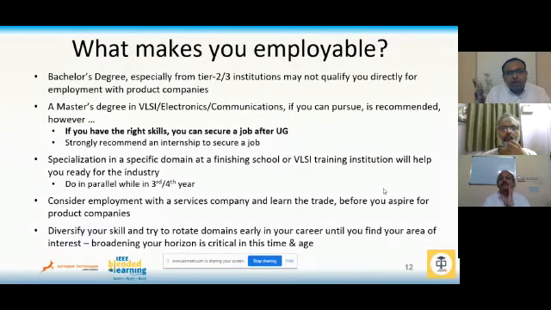So the other aspect that I would like to call upon is, if you're not getting employed with the product company directly, don't lose heart, right? Go into services companies. There are a lot of services companies that really master and provide for the product companies the skills that they require. And it's a great opportunity for a lot of students to partner and employ themselves with the services company and learn the trade before you even aspire to move into a product company.